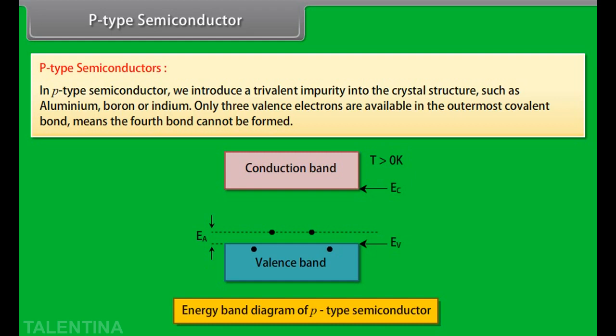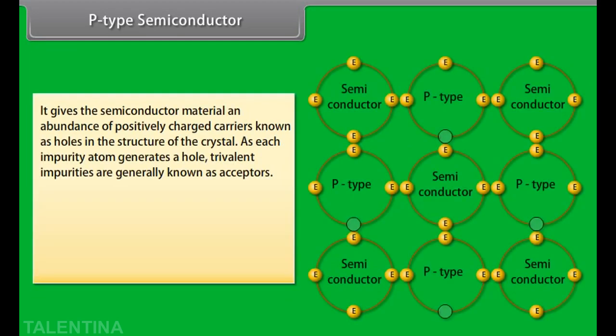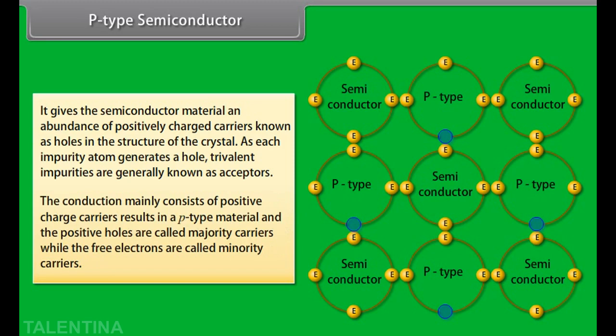Only 3 valence electrons are available in the outermost shell, which means the 4th covalent bond cannot be formed. It gives the semiconductor material an abundance of positively charged carriers known as holes in the structure of the crystal. As each impurity atom generates a hole, trivalent impurities are generally known as acceptors. The conduction mainly consists of positive charge carriers, resulting in a P-type material, and the positive holes are called majority carriers while the free electrons are called minority carriers.